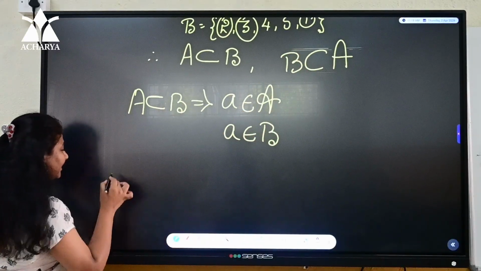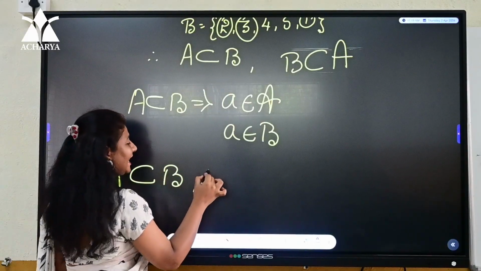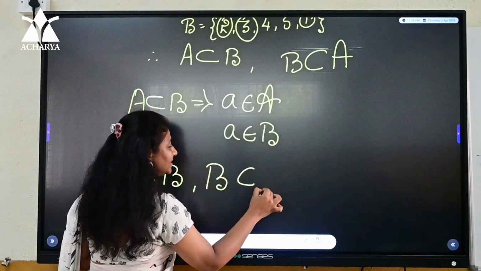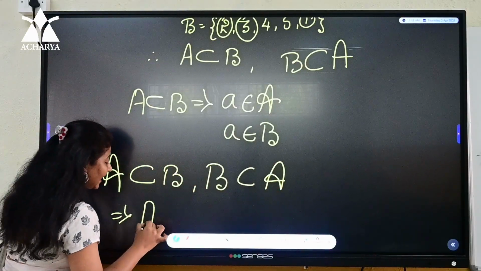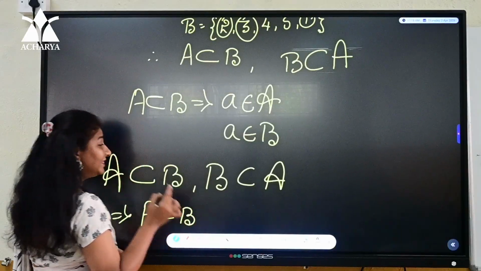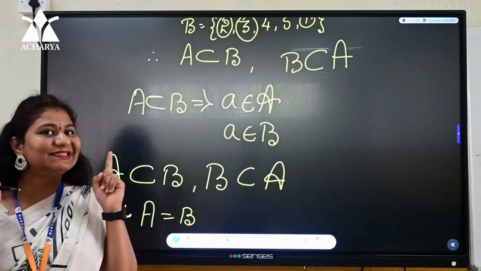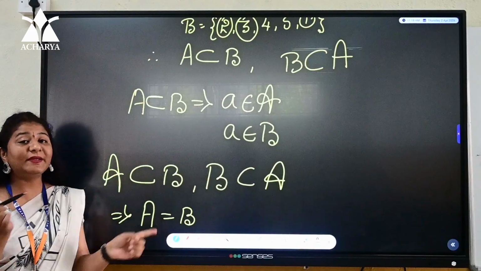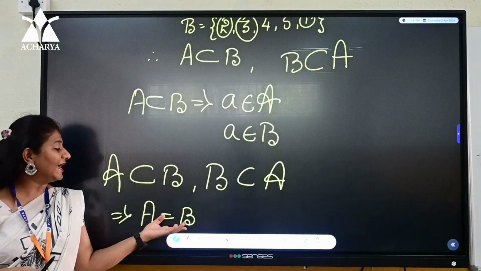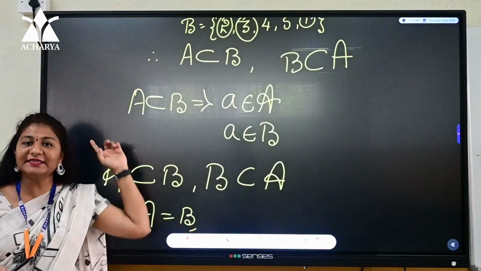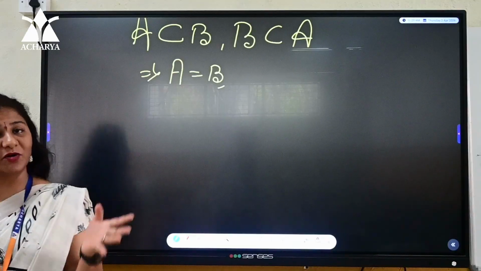In a simple way, A is a subset of B and B is a subset of A is only possible when A is equal to B. That means both sets have the same number of elements and the same elements. They may be arranged in any order. We call it an equal set. This is how you study a subset.